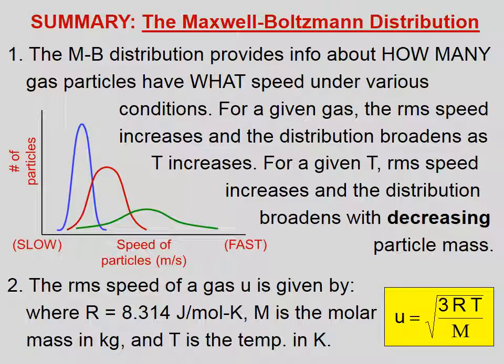Let's summarize. The Maxwell-Boltzmann distribution provides information about how many gas particles have what speed under various conditions. For a given gas, the RMS speed increases and the distribution broadens as temperature increases. For a given temperature, RMS speed increases and the distribution broadens with decreasing particle mass. The RMS speed of a gas, U, is given by that equation in yellow, where R is equal to 8.314 joules per mole Kelvin, M is the molar mass in kilograms, and T is the temperature in Kelvin.